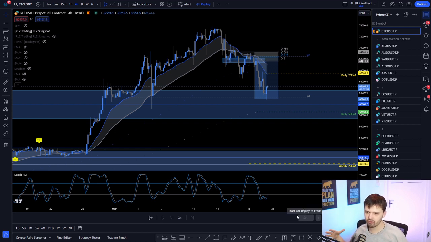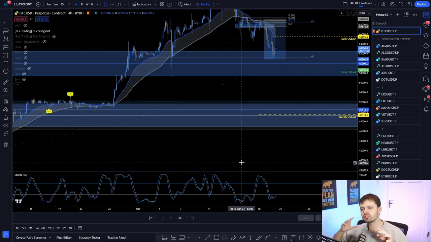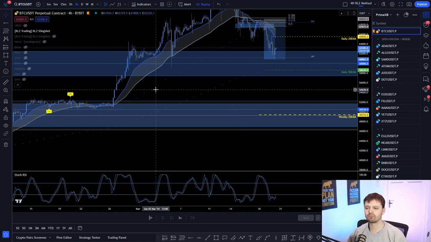If we can't get a reclaim of the daily 20 EMA, I'm still looking for a move lower, and the first level is the daily 50 EMA, and then below is the weekly 20 EMA. The reason why I'm using the EMAs as targets is not just because they're good EMAs to watch. It's because they are confluent with high time frame supply and demand areas, and that's basically the focus here. I just like the fact that the EMAs are in good confluence with these levels, and it's adding to the chance of getting that move to the downside.